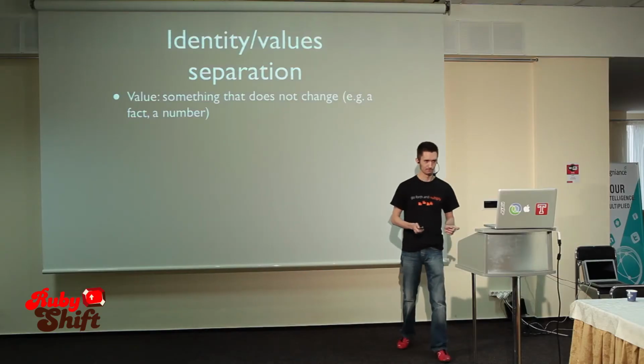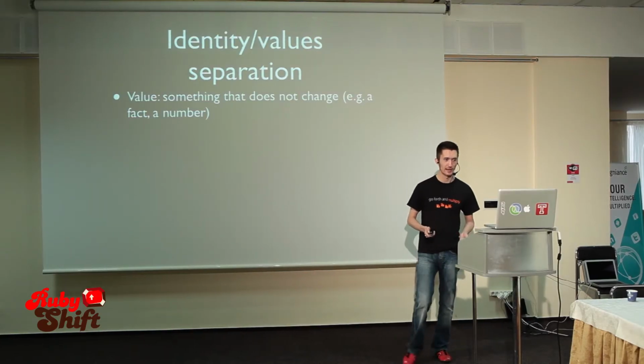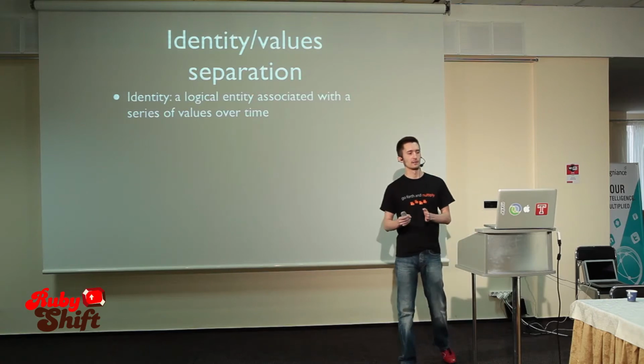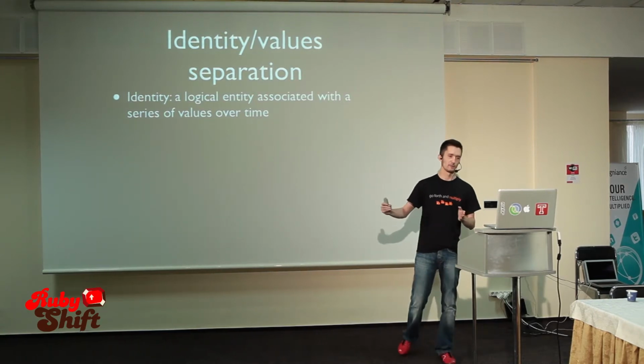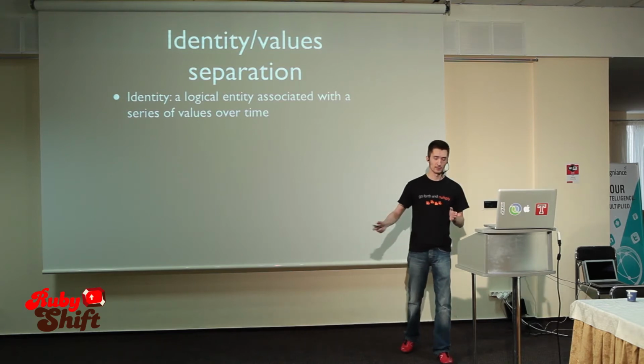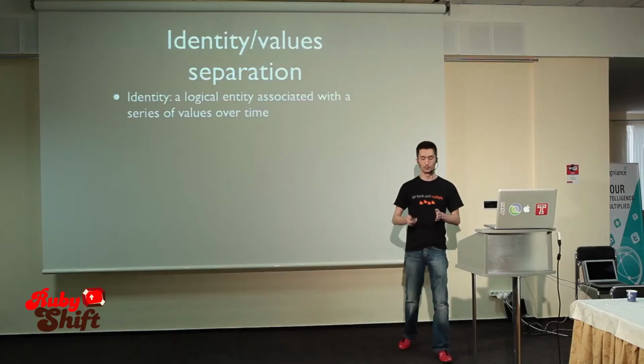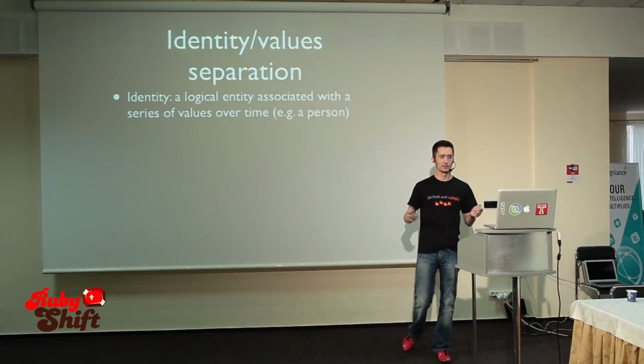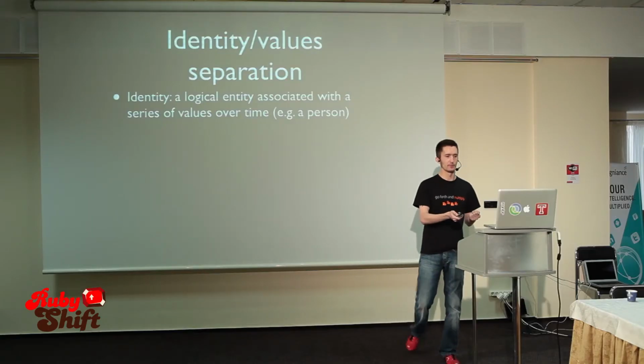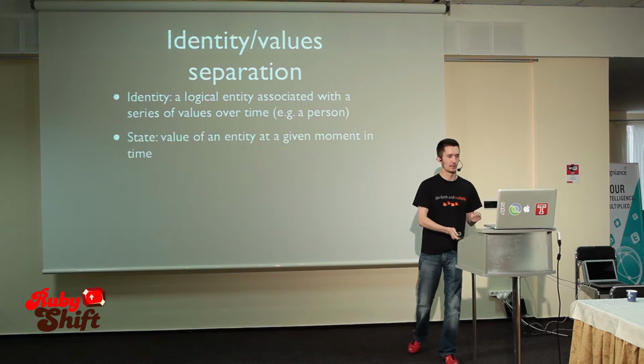It's a little bit of a terminology introduction. So it is a fact. For example, numbers don't change. Identity is a series of values, or basically it's like history. That's the best way to put it. For example, a person is an identity. People change over time, and it's still the same person, technically, by name and so on, most of the time.